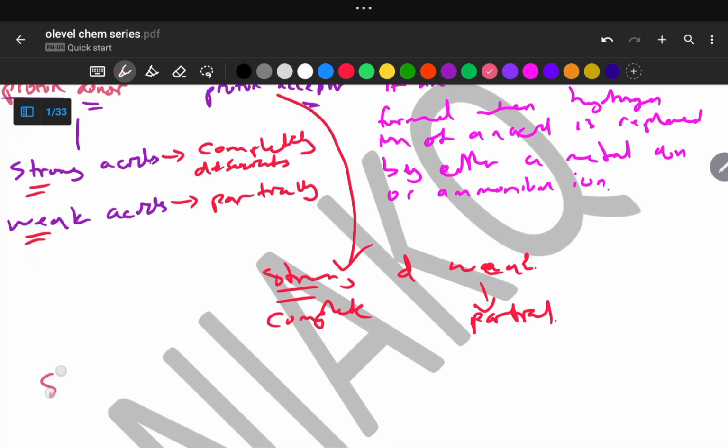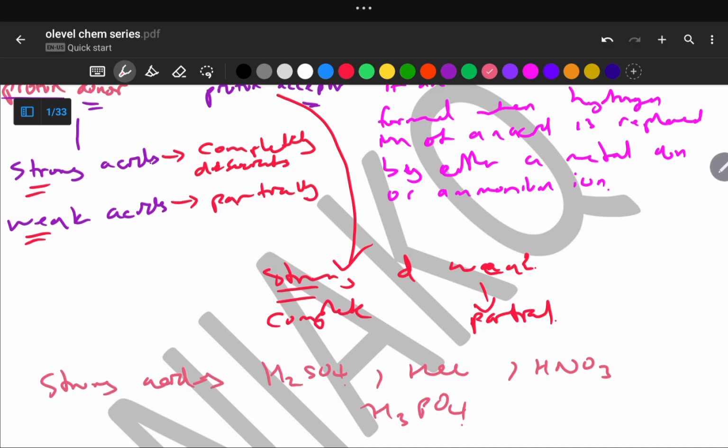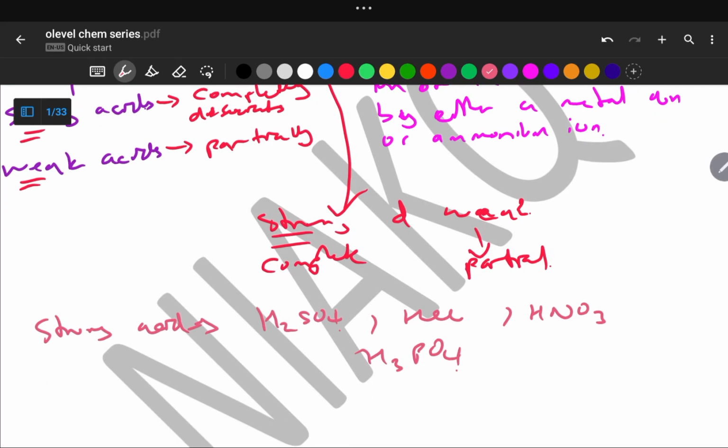So we have examples of strong acids, right? So we have the common acids: sulfuric acid, hydrochloric acid, and then we have nitric acid, phosphoric acid, and etc., right? So these are the common strong acids. So what do we mean by the term dissociation? We say it completely dissociates. What are we saying by the term dissociation?